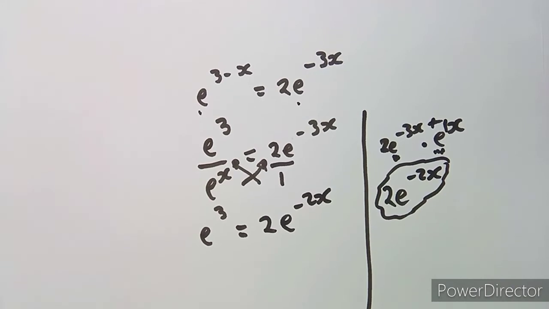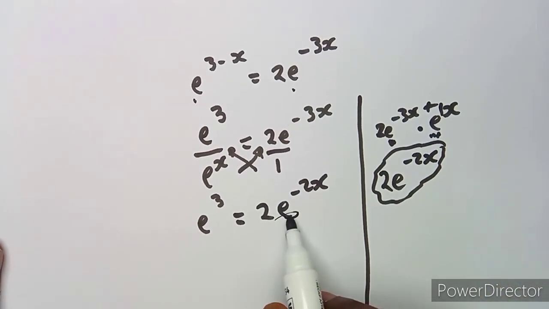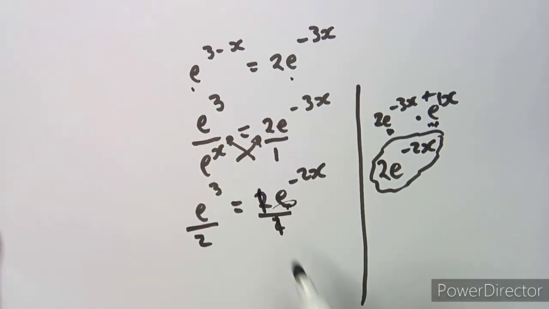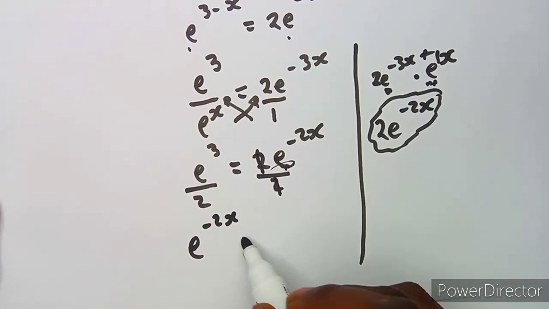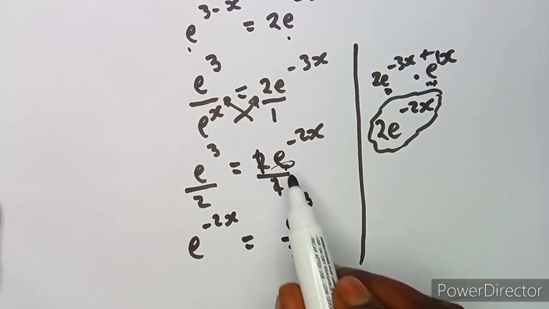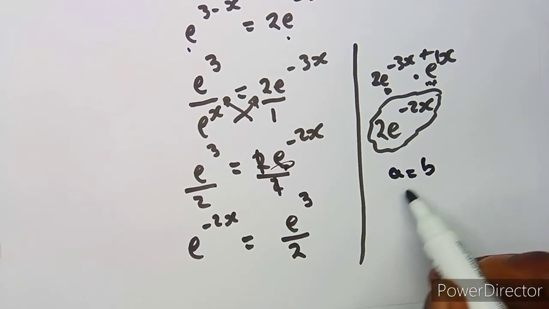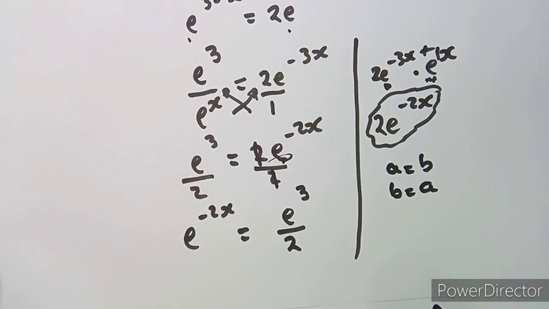Like I said, guys, from that concept. All right, here it's easier for us to remain with the e, so I can just divide by 2. It means I can write this as e to the exponent of minus 2x, which is equivalent to e to the exponent of 3 over 2. Just like a is equal to b, b is equal to a, one and the same thing, guys. So don't freak out here.